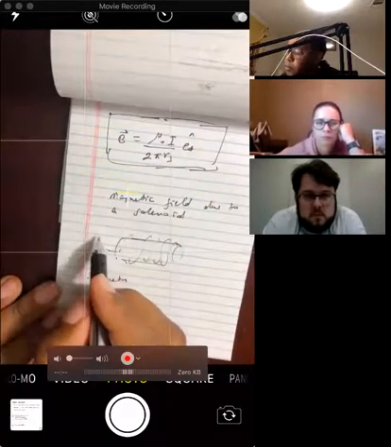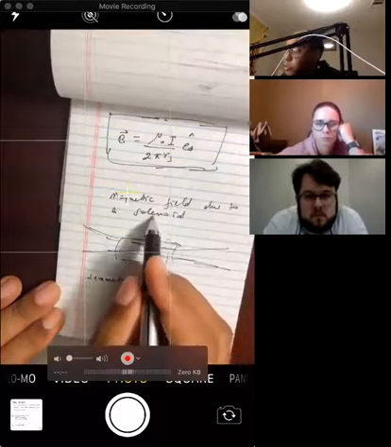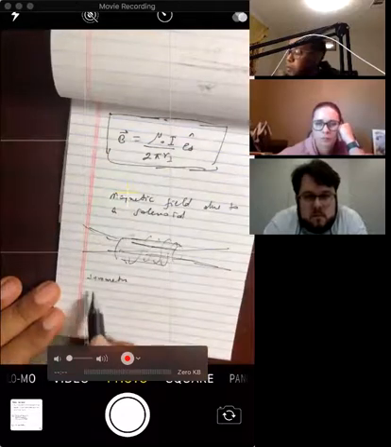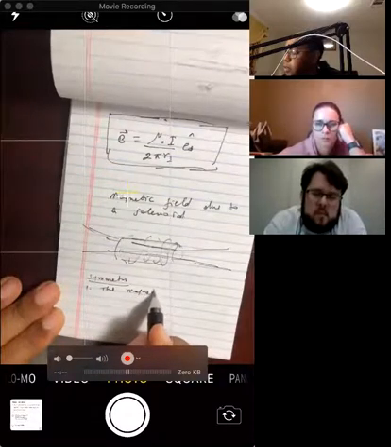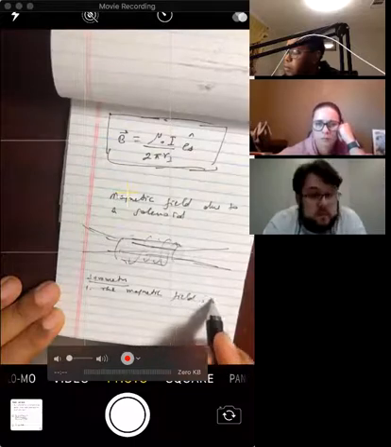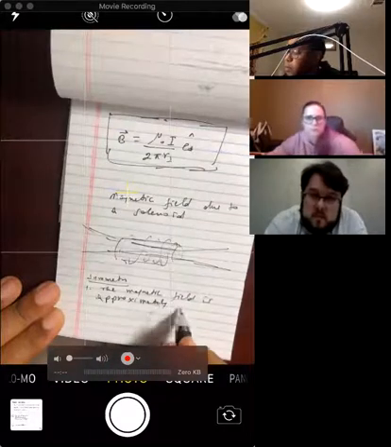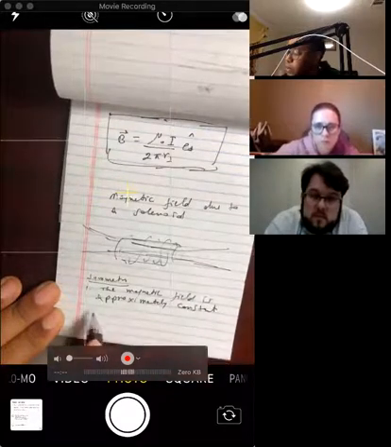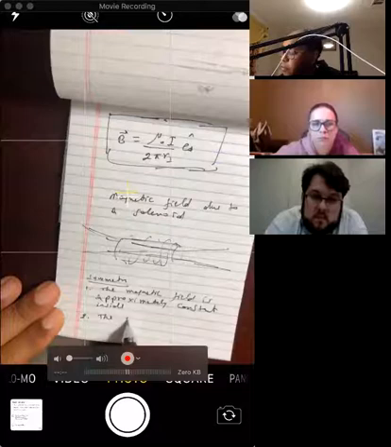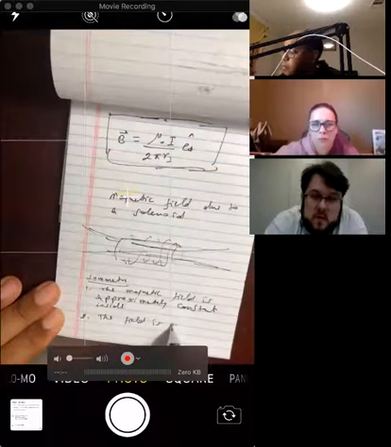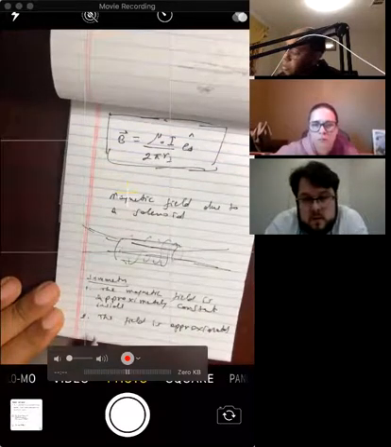The magnetic field in a solenoid looks something like this. It's approximately constant inside, but is approximately 0 outside. So we can say the magnetic field is approximately constant inside, and the field is approximately 0 outside.